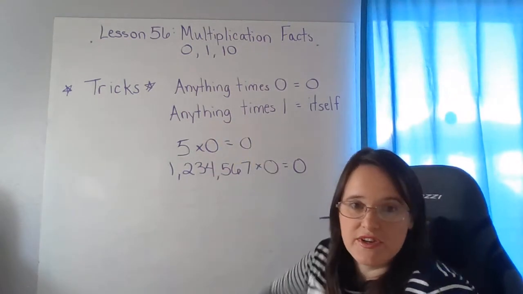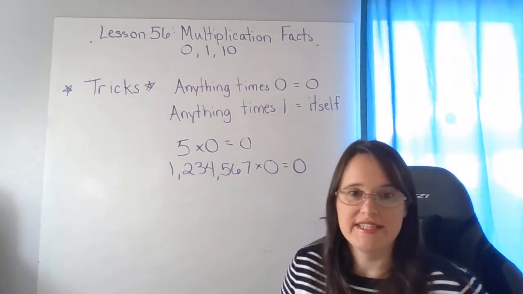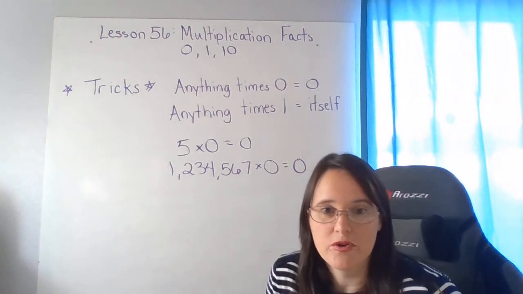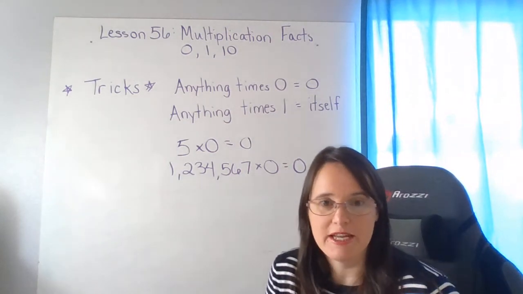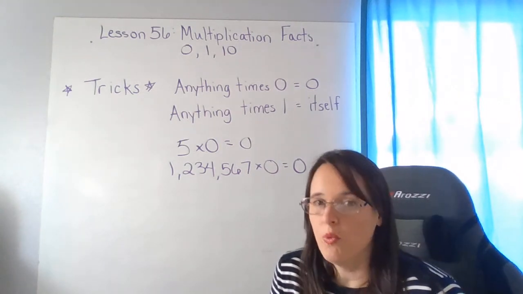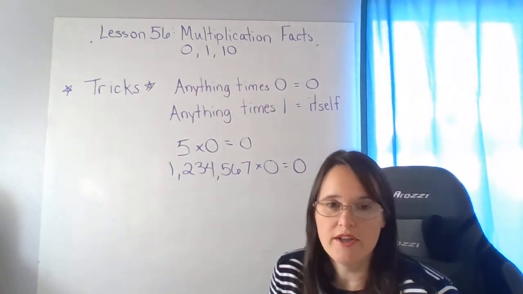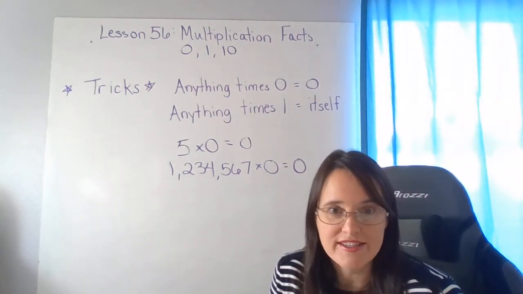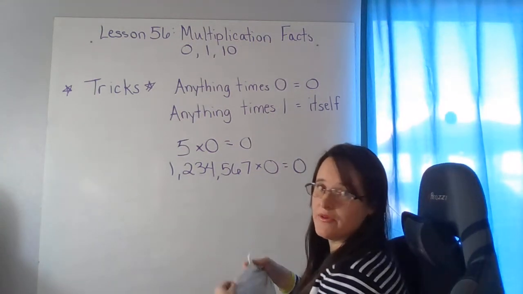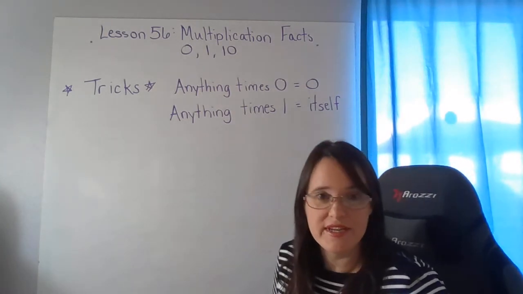Our next super easy trick here is times 1. Anything times 1 is going to equal itself. So if I have that one group of 2 Oreos, how many Oreos do you have? 2 Oreos. If I have one group of 10, how many do I have? 10. One group of 612, you're going to have 612. So anything times 0 is 0, and anything times 1 is going to equal itself.